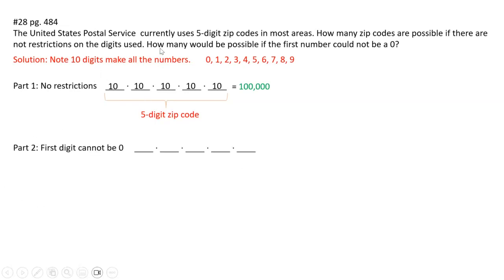Now look at part 2. How many would be possible if the first number could not be a 0? So if this first number could not be a 0, right, it can be any number 1 through 9. So it's going to be 9. And then times 10, times 10, times 10, times 10. You multiply them out, and you get 90,000. This is, again, an example of how to use the multiplication principle.